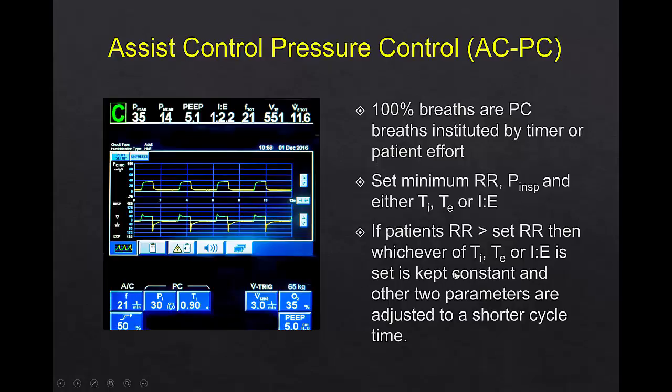Now that shortens the cycle time. Let's say they were breathing 30 times a minute. They would only have 2 seconds per breath in and out. Well, we freeze the inspiratory time because that's the one that was set at about a second, and that leaves only 1 second for expiration. So what the machine does is it freezes the one we select and adjusts the other one to the shorter, so that it can account for the shorter cycle time.